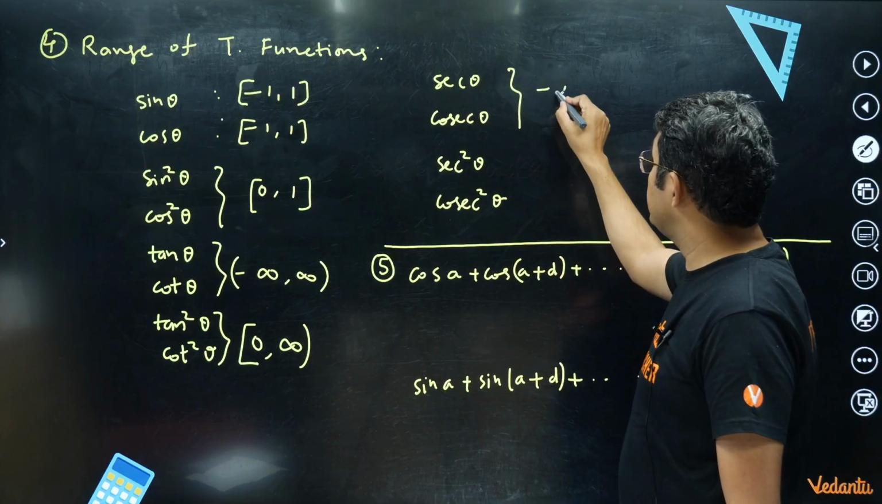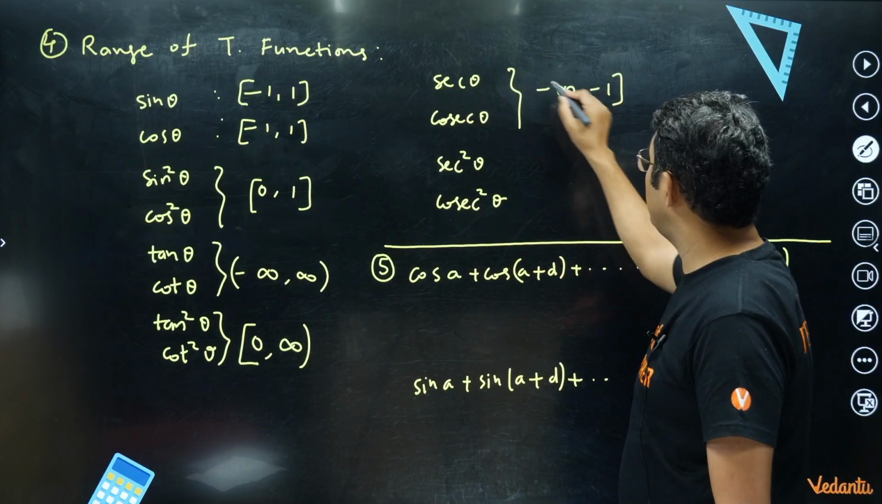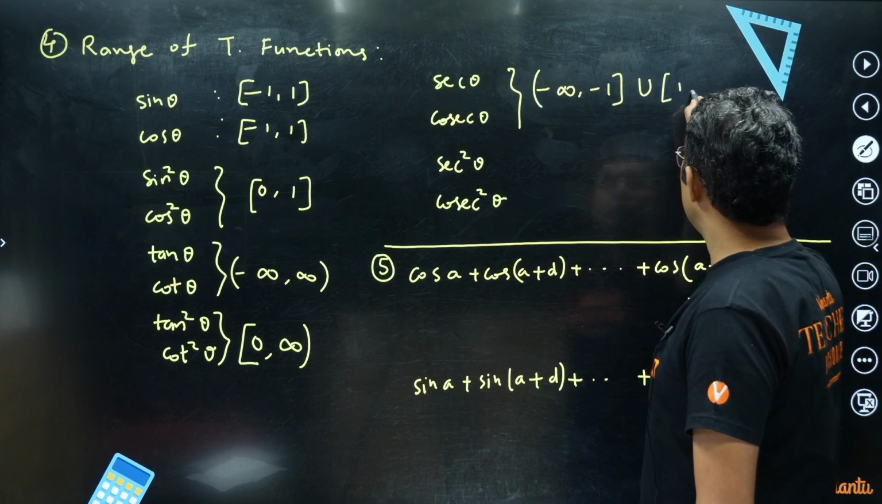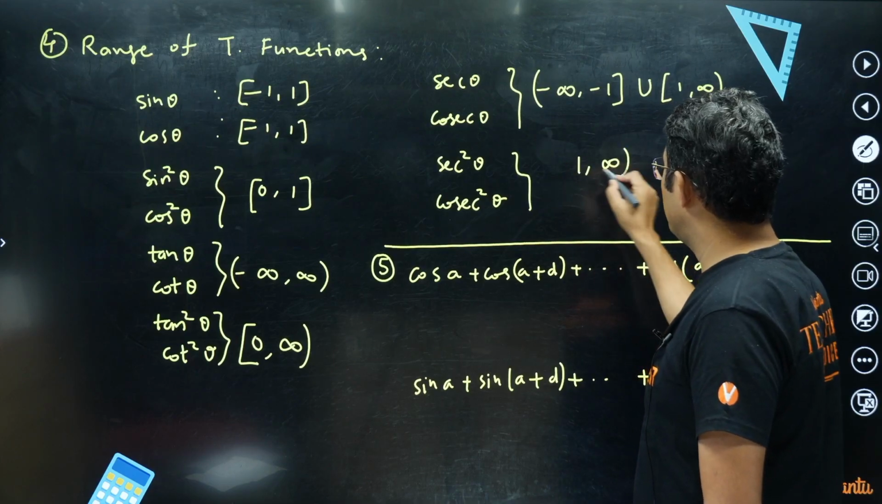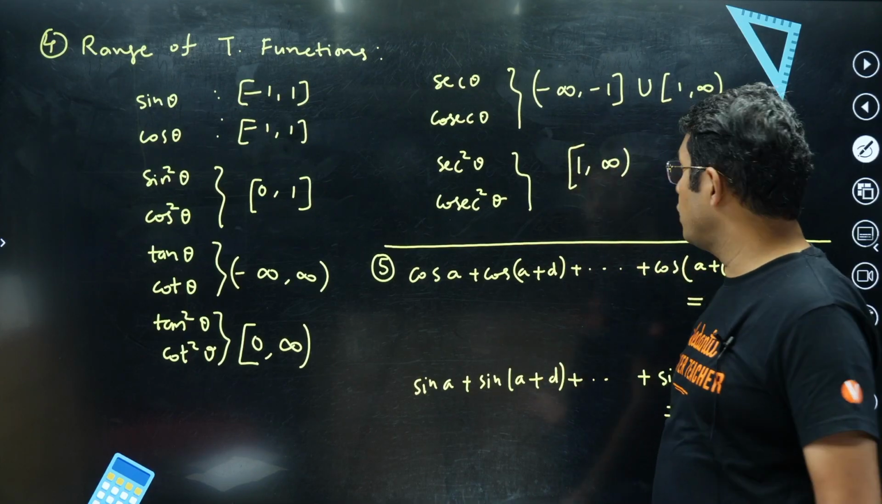Both of them, the range is from minus infinity to minus 1 union 1 to infinity. But if you square it, you get the value only from 1 to infinity, because negative values cannot come.